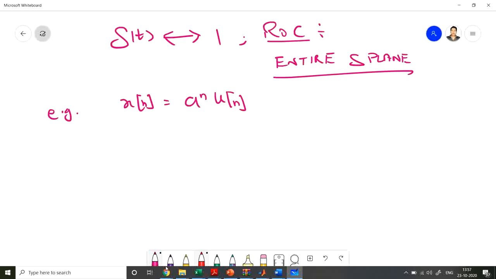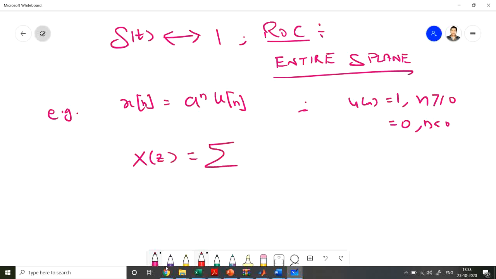So let us take x[n] equals a raised to the power n into u[n], and this signal u[n], all of us know, is equal to 1 for n greater than or equal to 0. It is 0 for n less than 0. Now can we find out the Z transform?